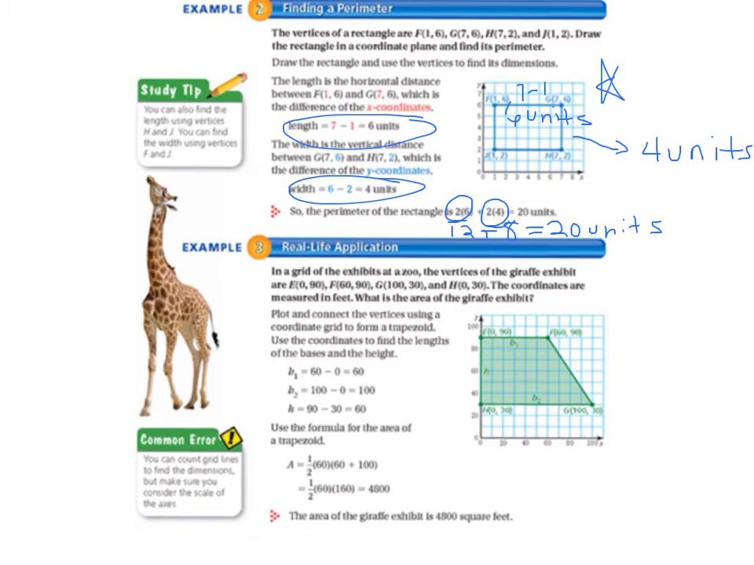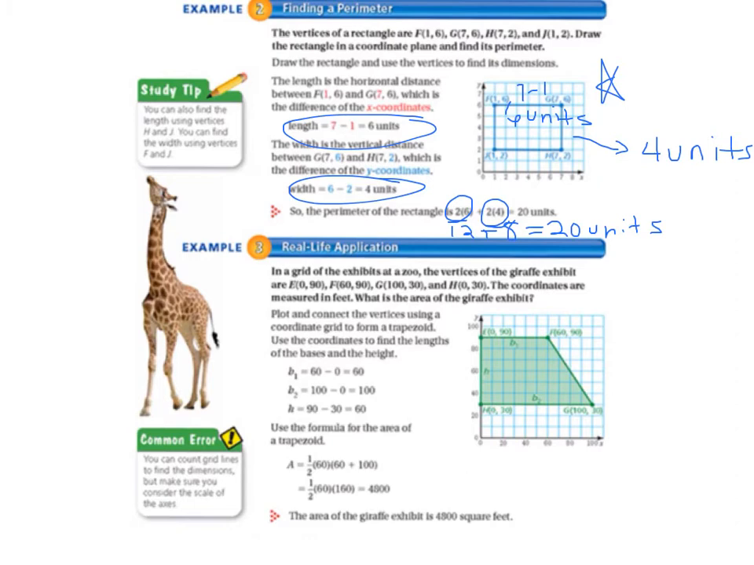Let's take a look at the study tip up on the left. It says you can also find the length using vertices H and J. You can find the width using vertices F and J. So we could have looked at the opposite sides, is all that's saying.